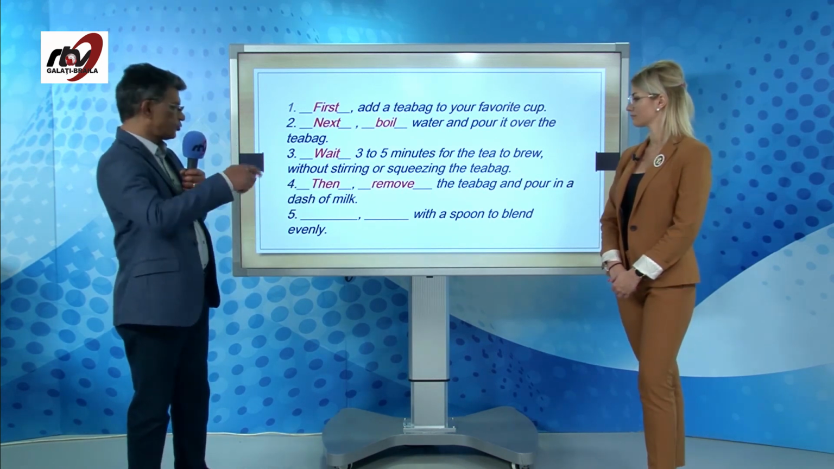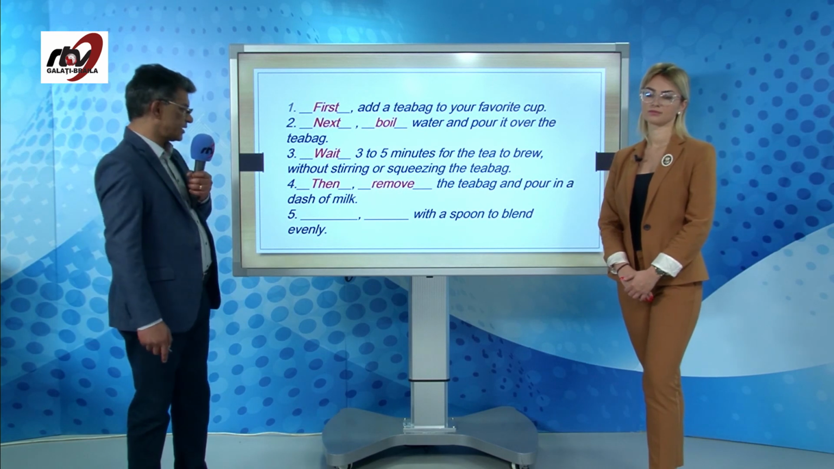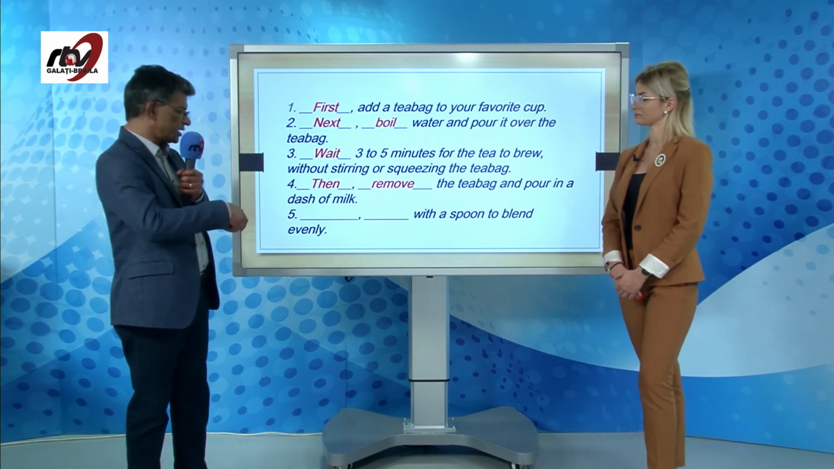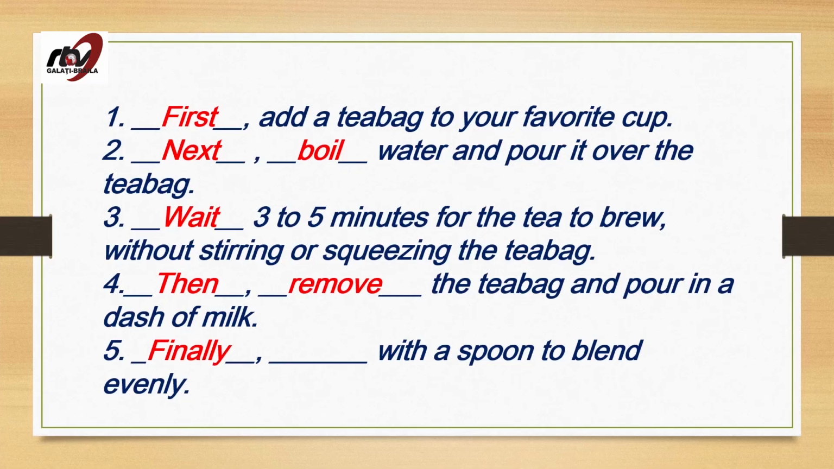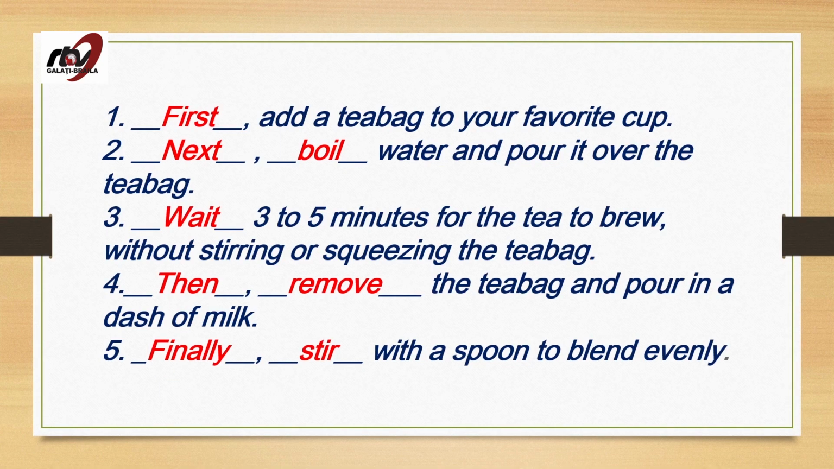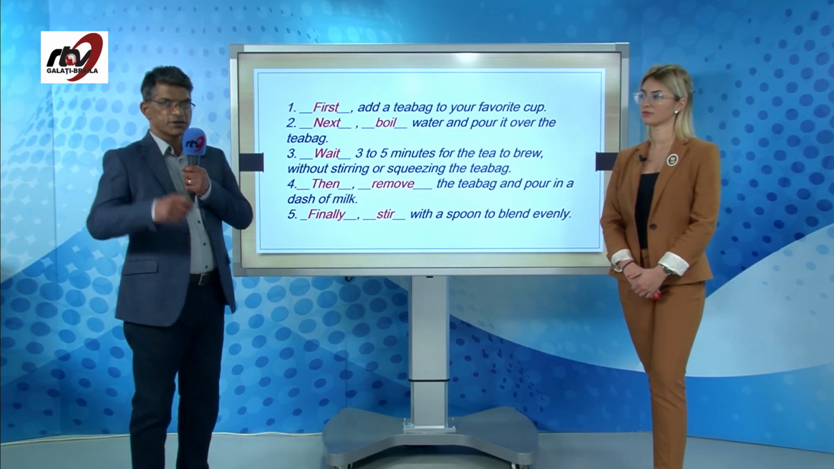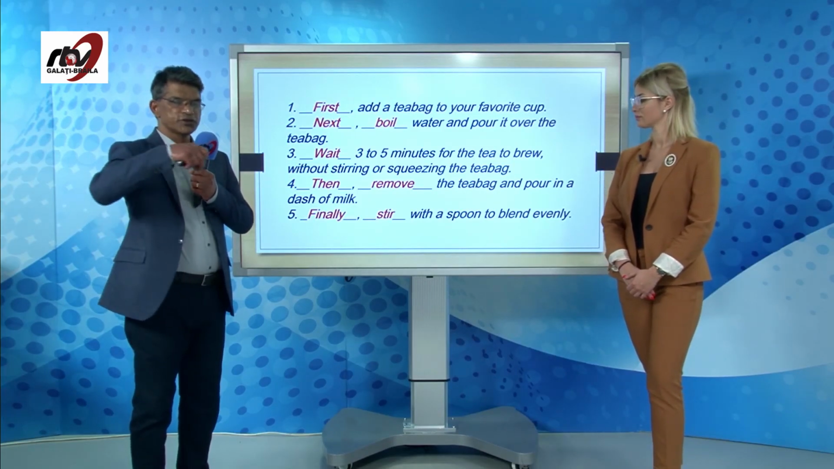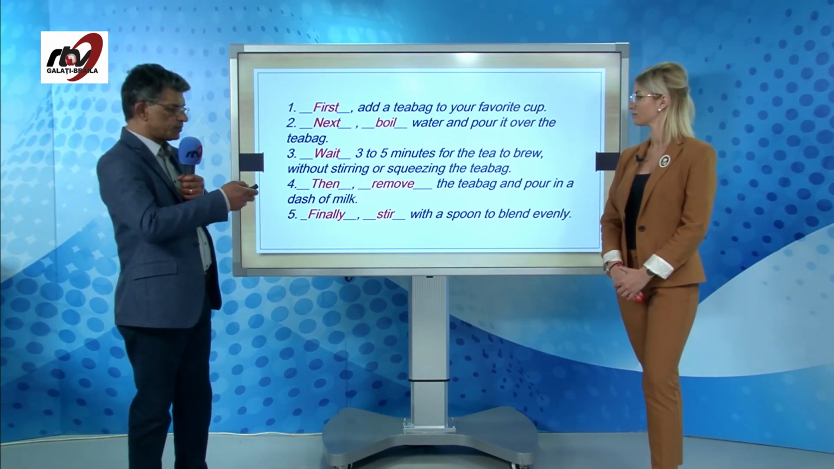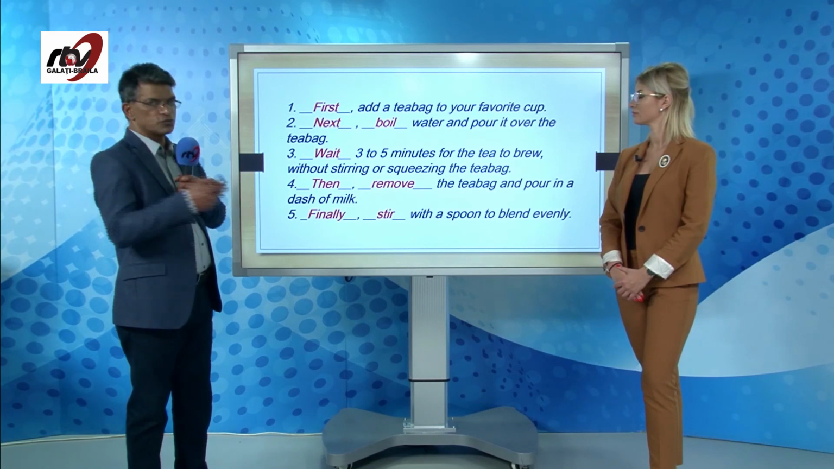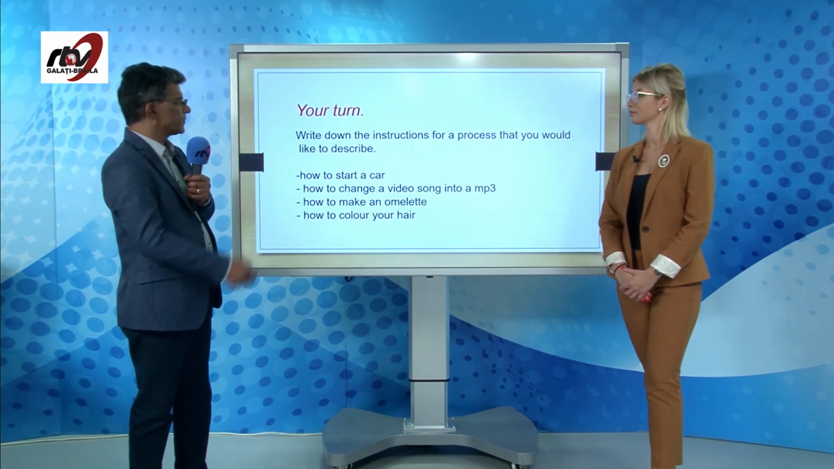Remove the tea bag and pour in a dash of milk. And lastly, what do you think? We have the sequencer finally and the imperative. Stir with a spoon to blend evenly. Sometimes to stir a cup means with a spoon, you just mix it up slightly. Stir with a spoon to blend evenly. So, not so difficult at all.